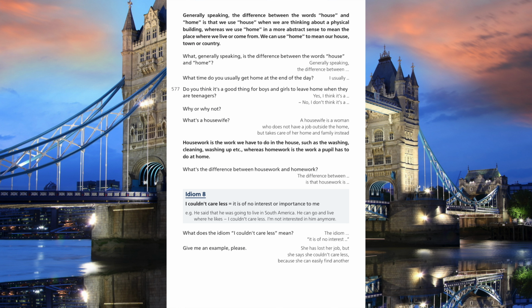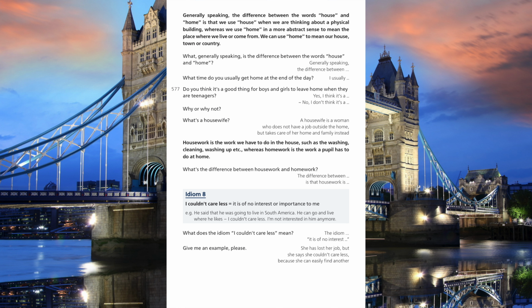What time do you usually get home at the end of the day? I usually get home at about 9:30 at the end of the day. Do you think it's a good thing for boys and girls to leave home when they are teenagers? No, I don't think it's a good thing for boys and girls to leave home when they are teenagers. Why not? Because they are not ready to be completely independent.